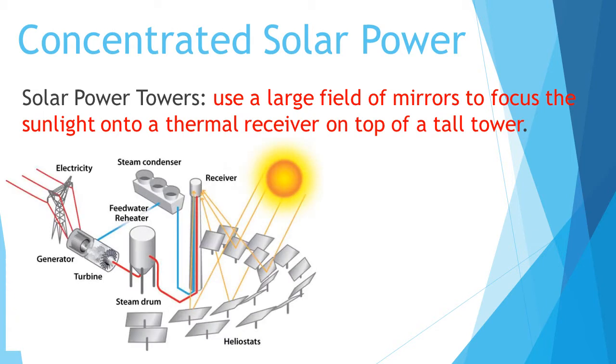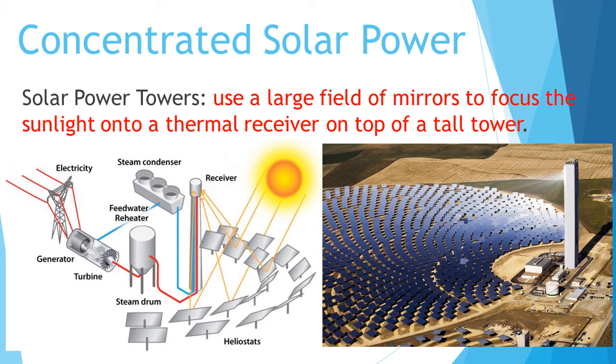Looks something like this. We've got the sunlight being reflected and focused onto a receiver at the top of a tower. And within that receiver, we're going to have water that is boiled thanks to that concentrated solar energy, creating steam, which will move, powering a turbine, spinning a generator, and creating electricity. And then the water is circulated back through.